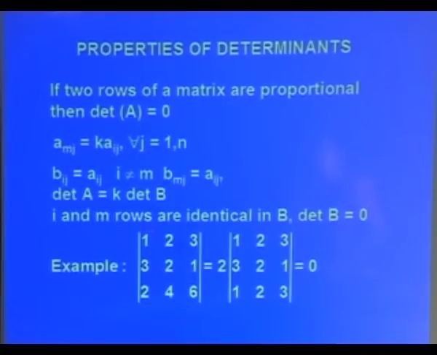Now look at this example. Here we have 1 2 3, 3 2 1, 2 4 6, that is the first row and the third row, they are proportional. So one can write it as 2 times this. So this is my B matrix. Now in this B matrix, 1 2 3 and 1 2 3 in the first row and the third row are identical. So this determinant is 0, and that proves that this 3 by 3 determinant has value 0.